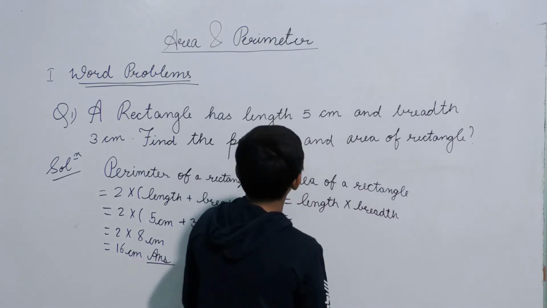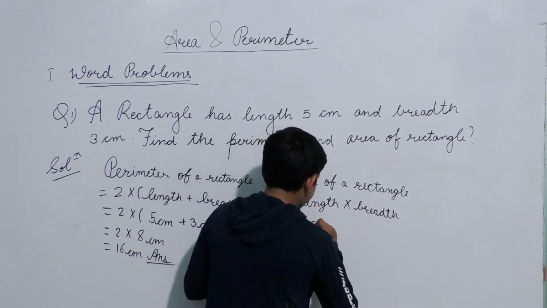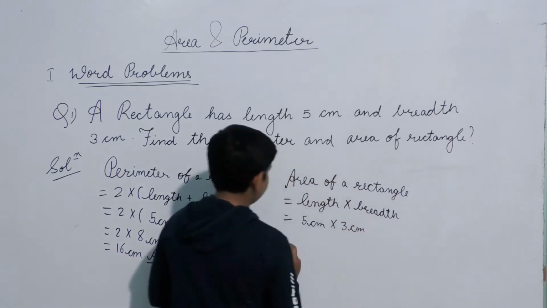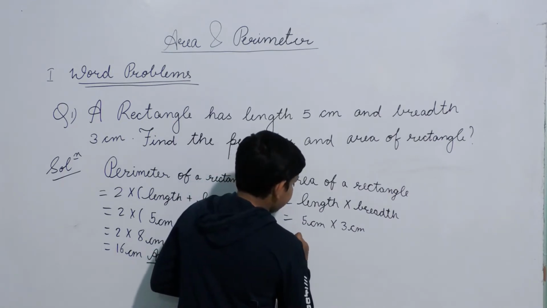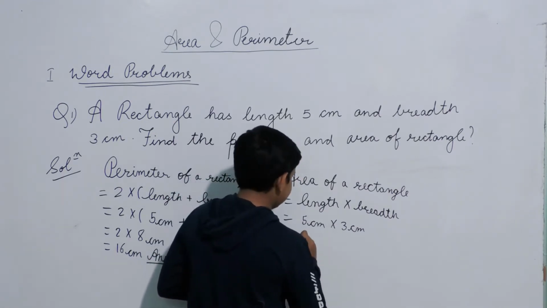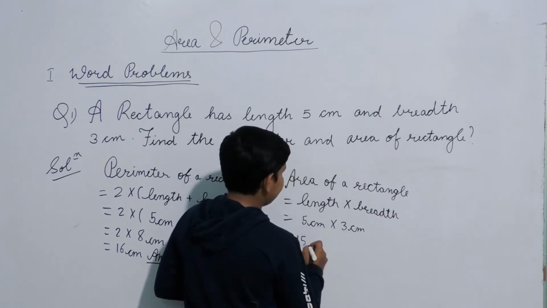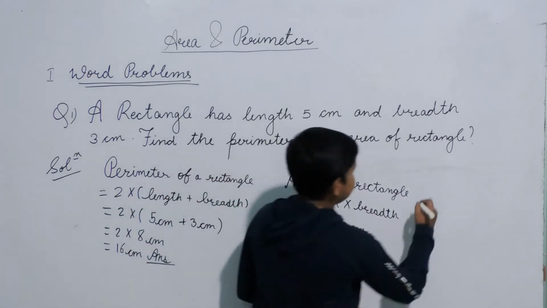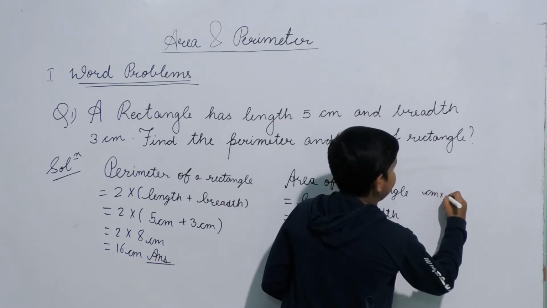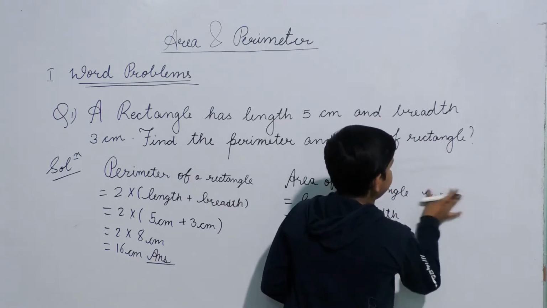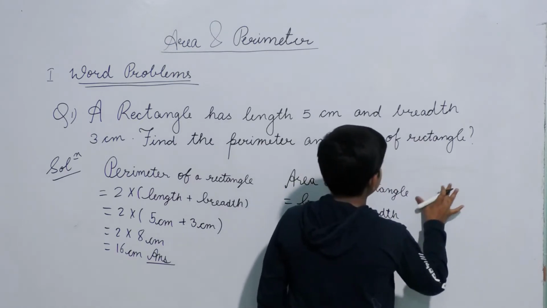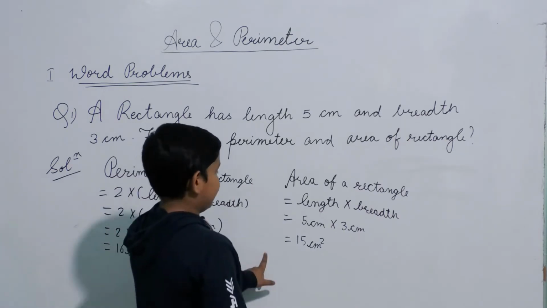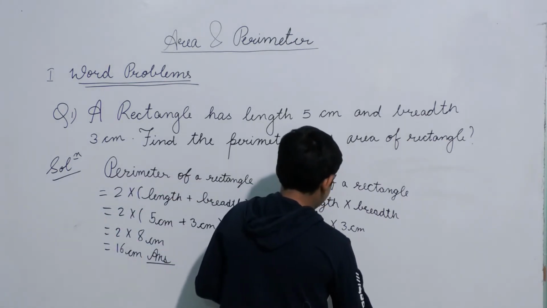So now we will rewrite the question: 5 cm into 3 cm. We will multiply this. 5 into 3 is equal to 15, and centimeter into centimeter equals centimeter square. What centimeter square means is centimeter into centimeter; we write it in short form as centimeter square. So the area of the rectangle is 15 centimeter square.